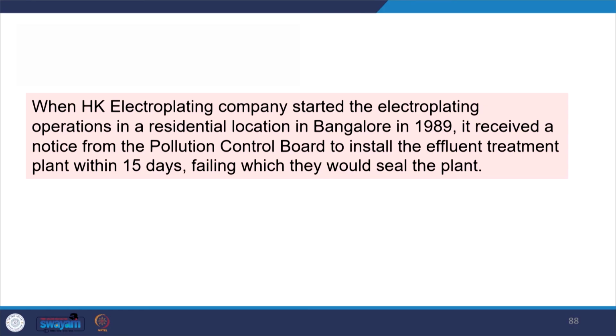So, this company is HK Electroplating Company, which started electroplating operations in a residential location in Bangalore in 1989. It received a notice from the Pollution Control Board to install an effluent treatment plant within 15 days, failing which they would seal the plant. So, a very serious issue, right.